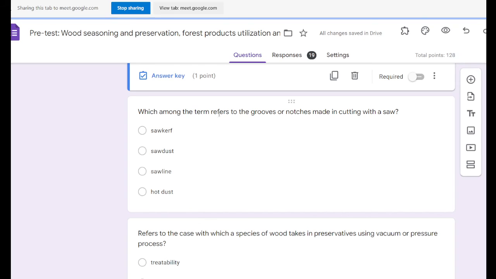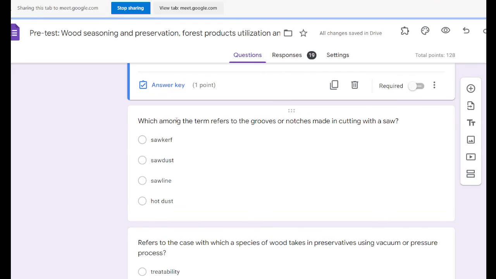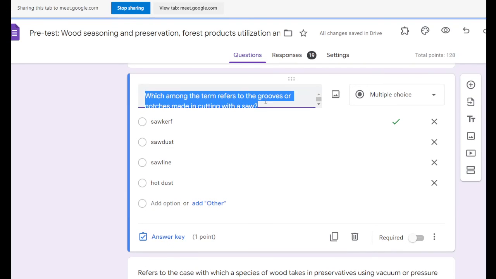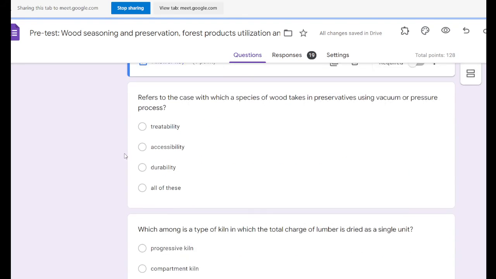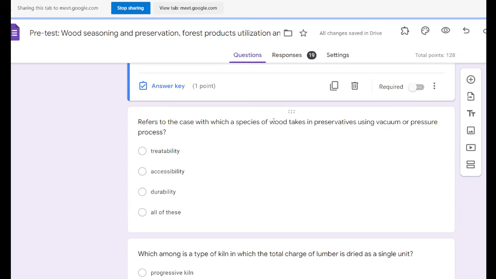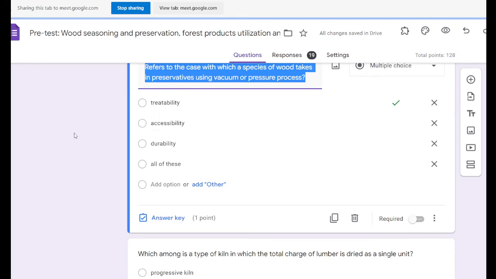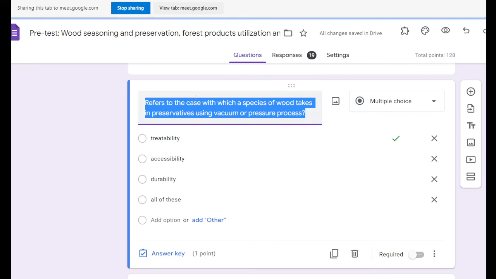Next, which among the terms refers to the grooves or notches made in cutting with a saw? The answer is very simple, kerf, the path of the saw. Next, refers to the ease with which a species of wood takes in preservative using vacuum or pressure process. The term for that is treatability. Okay, treatability.